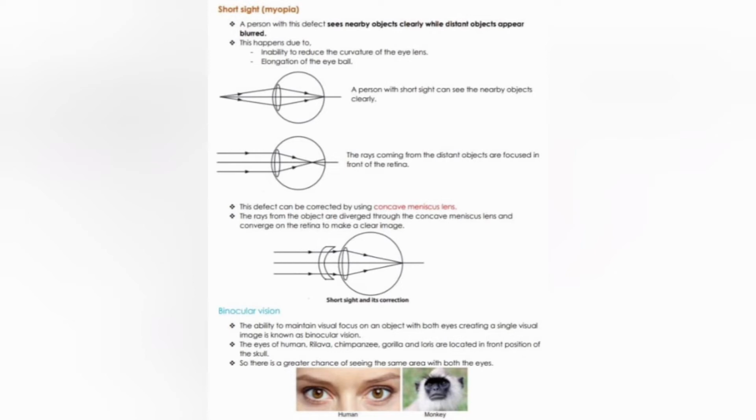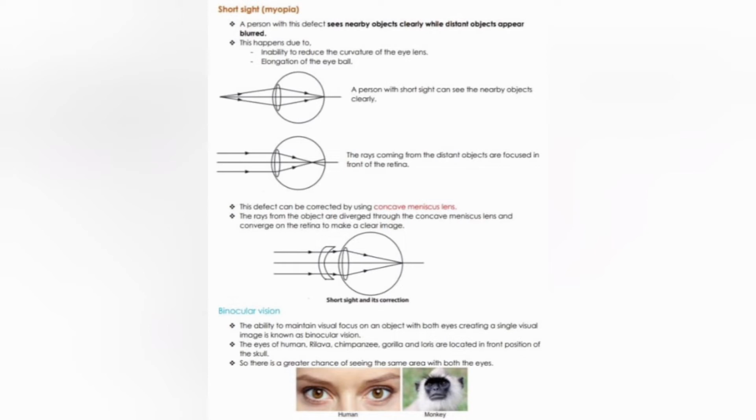This defect can be corrected by using a concave meniscus lens. The rays from the object are diverged through the concave meniscus lens and converge onto the retina to make a clear image. In the given diagram, you can see short sight and its correction.